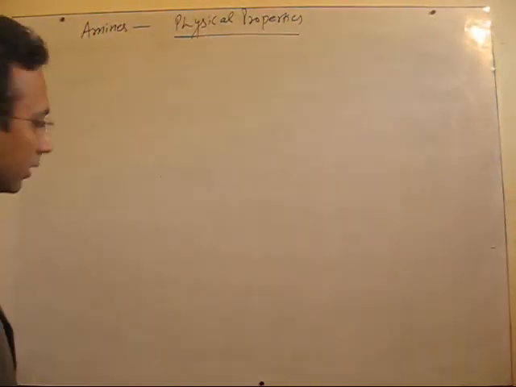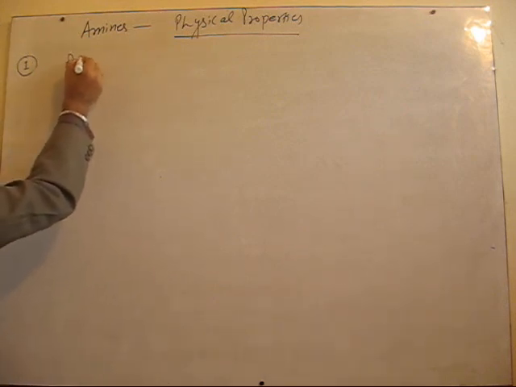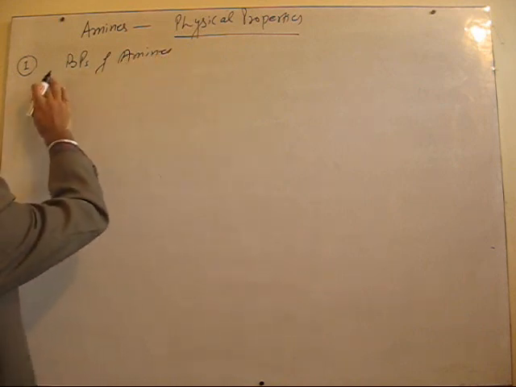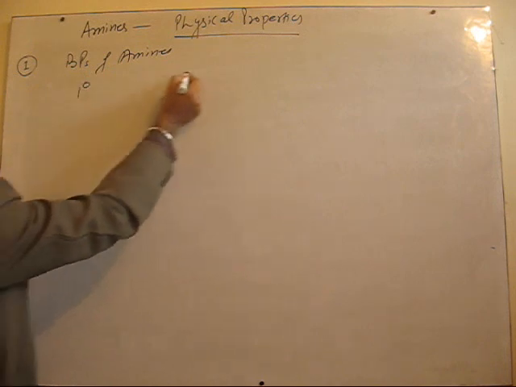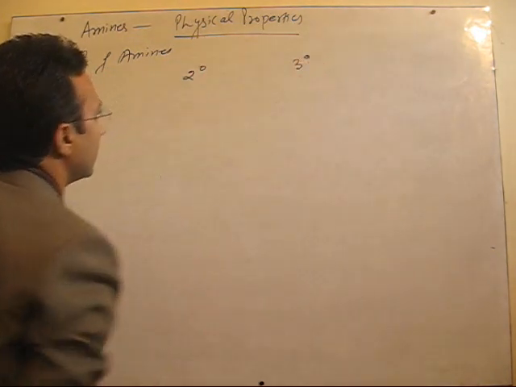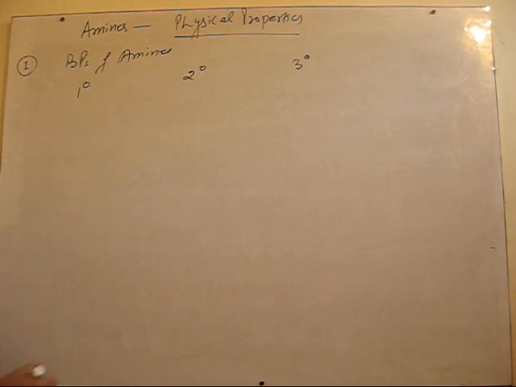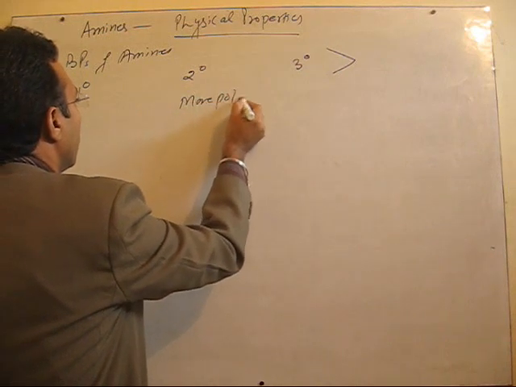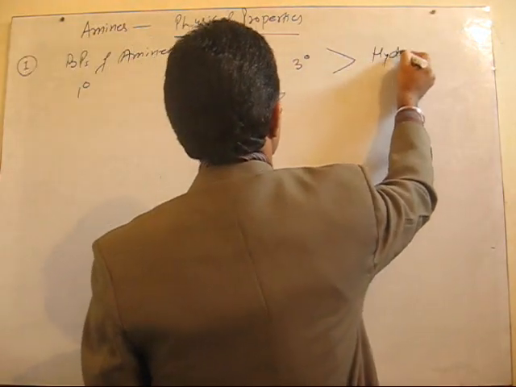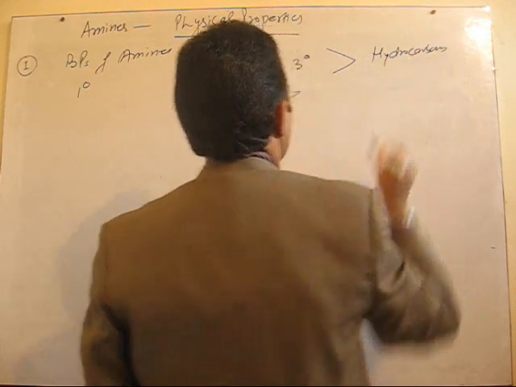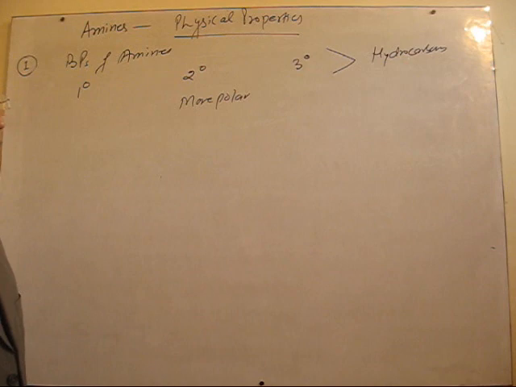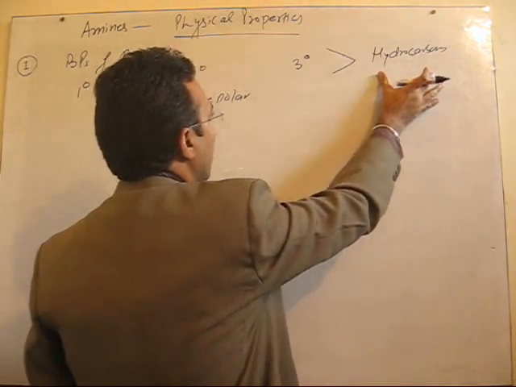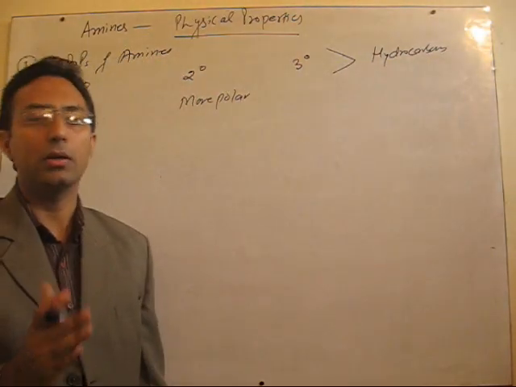Now we'll discuss the boiling point of amines. First of all, if I consider primary, secondary and tertiary amines, all of them are more polar than hydrocarbons due to the presence of highly electronegative nitrogen in the compound. Fine. So all of them will have higher boiling point than the hydrocarbons, but remember, of comparable molecular masses.